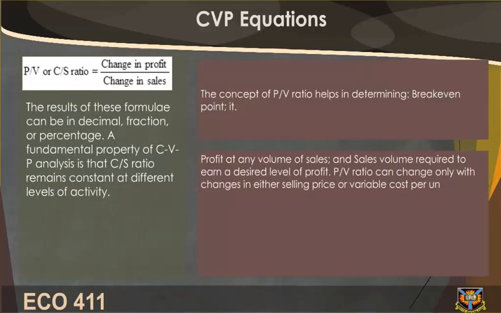The result of these formulas can be in decimal, fraction, or percentage. A fundamental property of CVP analysis is that the CS ratio remains constant at different levels of activity. The concept of PV ratio helps in determining break-even point, profit at any volume of sales, and sales volume required to earn a desired level of profit. PV ratio can change only with changes in either selling price or variable cost per unit.